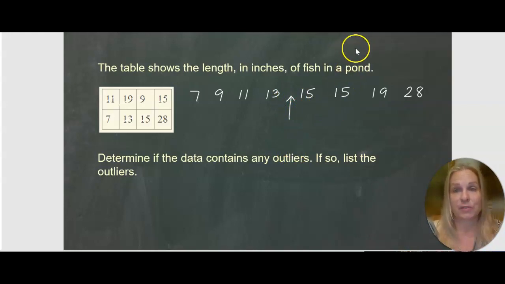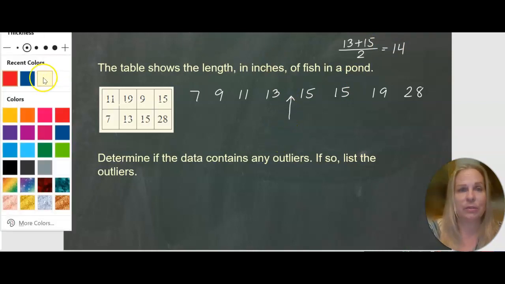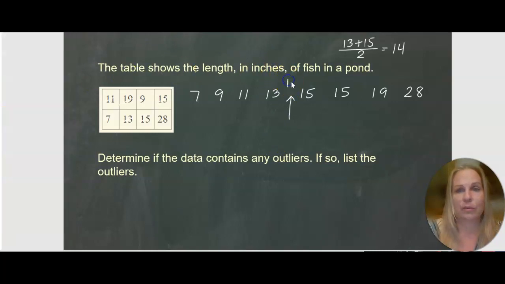13 plus 15 divided by 2 is 28 divided by 2, which is 14. So 14, let me write it right here. 14 is my median. Sometimes this can be referred to as Q2, quartile 2, right? That's my median. But now what that does is it separates my data into a lower half and an upper half.